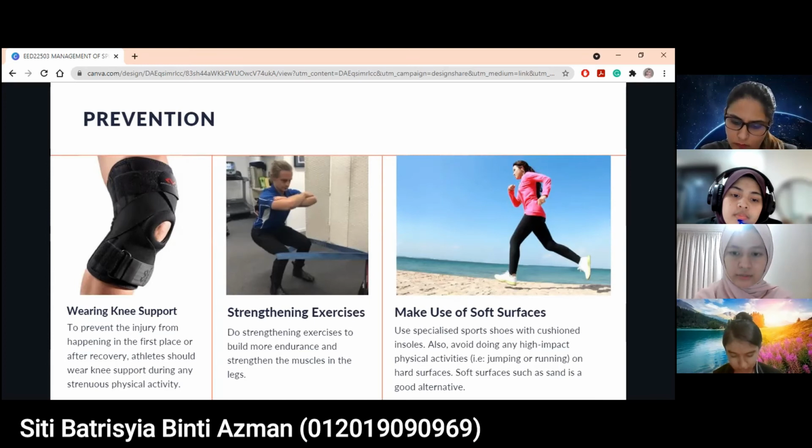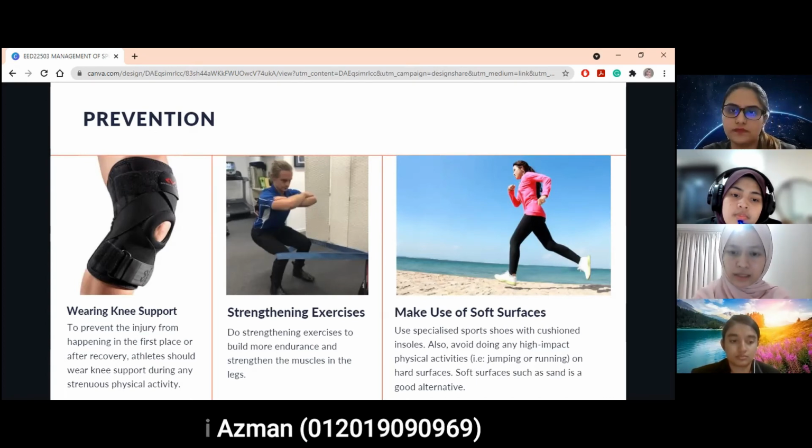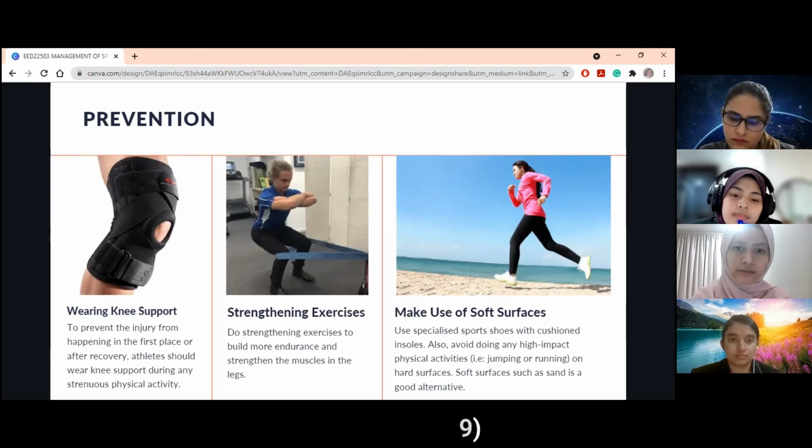And the last one is to make use of soft surfaces. Athletes who have had jumper's knee or want to prevent it need to use specialized sports shoes with cushioned insoles, and also avoid high impact physical activities such as running or jumping on hard surfaces. Soft surfaces such as sand are a good alternative.